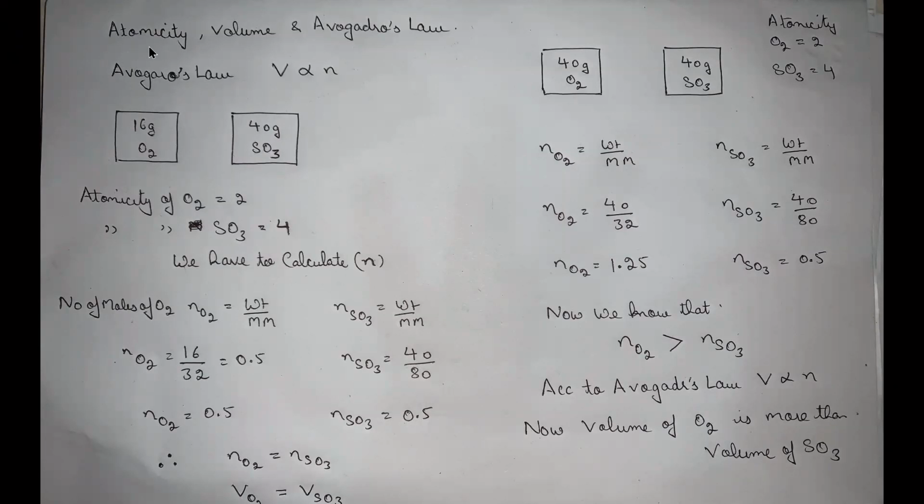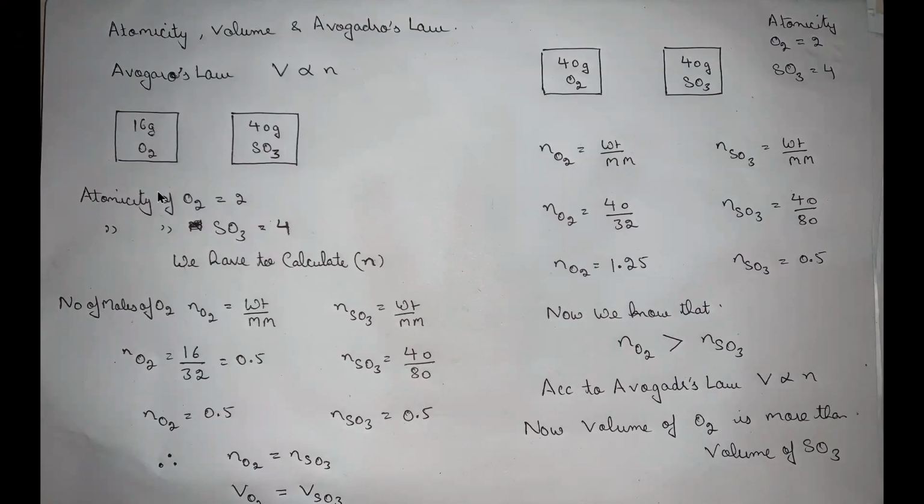In today's class, we are going to discuss atomicity, volume, and Avogadro's law. As we know, according to Avogadro's law, volume is directly proportional to number of moles. And we are given two samples, 16 gram of oxygen and 40 gram of sulfur trioxide. We know that directly proportional means if number of moles increases, volume also increases.